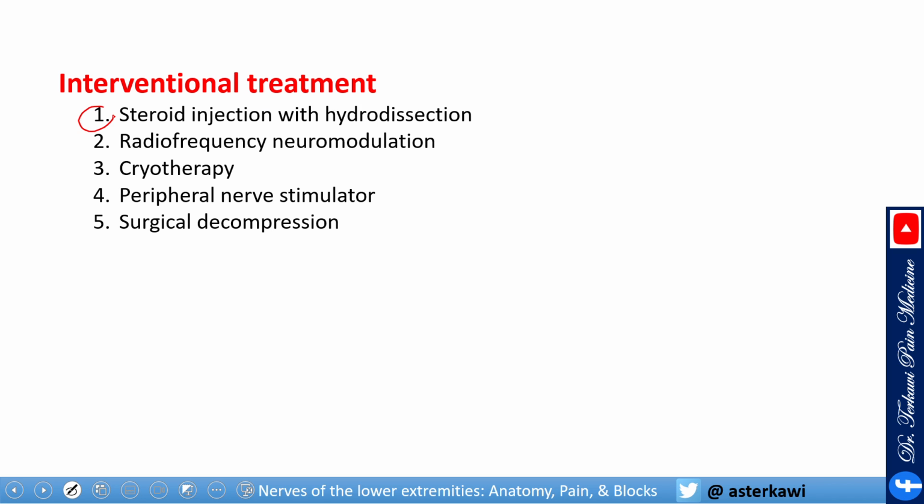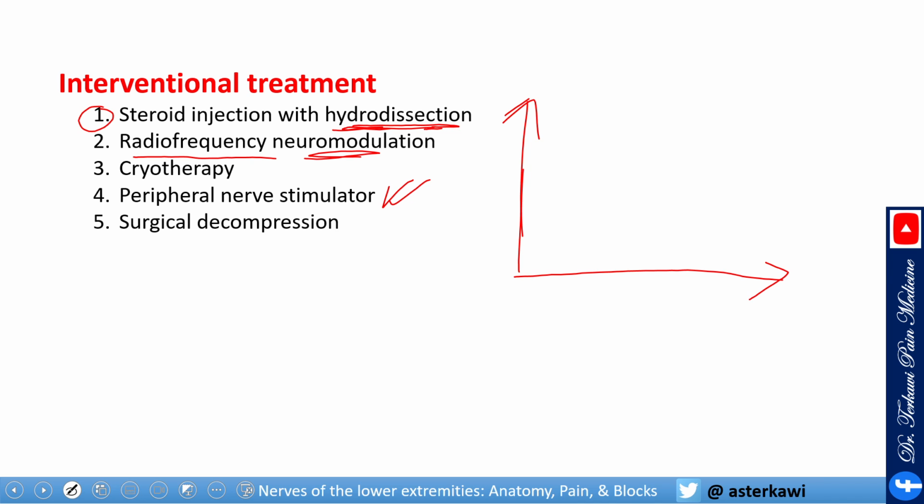Usually the first and easiest step, I start with steroid injection. As I mentioned, I do some hydrodissection around the nerve. And you will be surprised in many cases that can do the trick, or at least give you a few months of relief. Again, if you go back to one of my lectures, it all depends on the severity of the pain and the duration of the pain. Another option, you can do radiofrequency neuromodulation, like pulse radiofrequency; cryotherapy has been reported. Peripheral nerve stimulator, we have a few successful cases. And of course, the last resort can be surgical decompression.